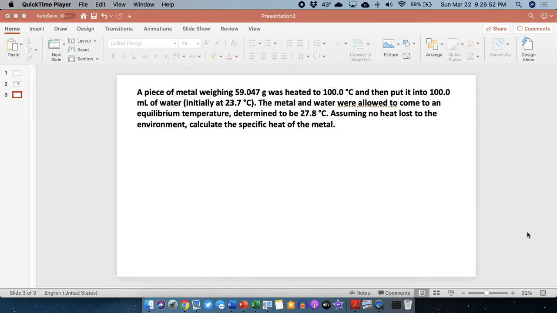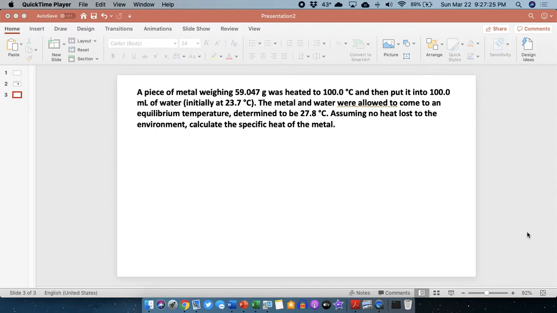So here we have a piece of metal weighing 59.047 grams. It's heated to 100 degrees Celsius and then put into 100 milliliters of water, which was initially at 23.7 degrees Celsius. The metal and water were allowed to come to an equilibrium temperature, determined to be 27.8 degrees Celsius. Assuming no heat was lost to the environment, calculate the specific heat of the metal. This is exactly what we did in lab, all right? And if you took chemistry last year, this is exactly what you did in chemistry last year.